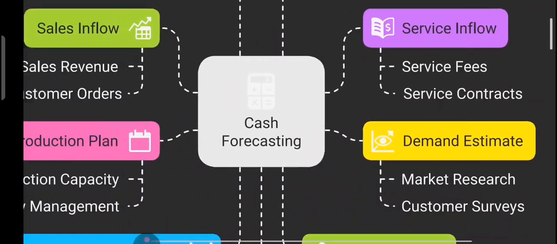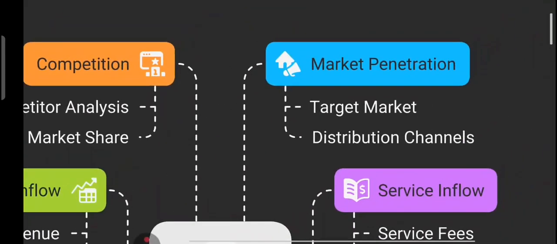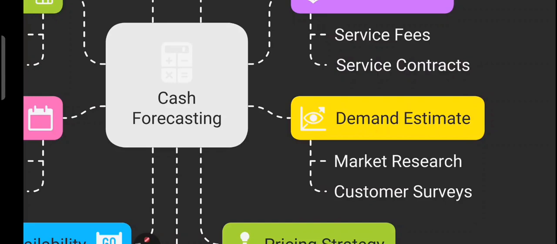Then we have market penetration. As you can see, market penetration is on the top right side. Market penetration means knowing your target market and distribution channels helps estimate how much cash your business will generate in the new market. Then we have demand estimate. Demand estimate means that through research and surveys you can forecast customer demand and plan cash needs accurately.